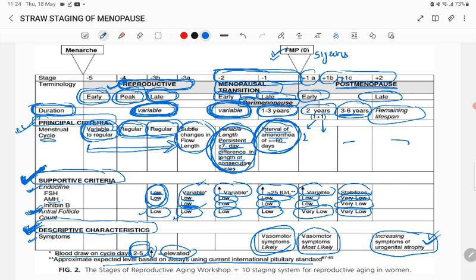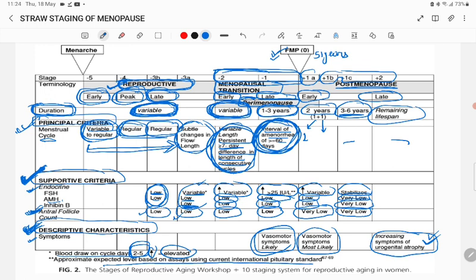Then there is the menstrual cycle. How is the cycle? It will be a variable cycle. The cycle length variation is more than 7 days, persistently more than 7 days difference in the length of consecutive cycles, and in the late phase there will be an interval of amenorrhea for more than 60 days.